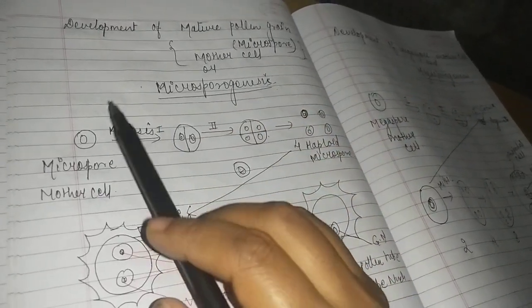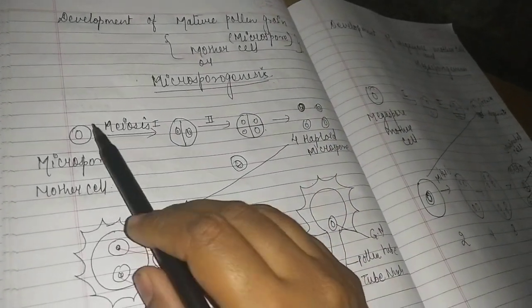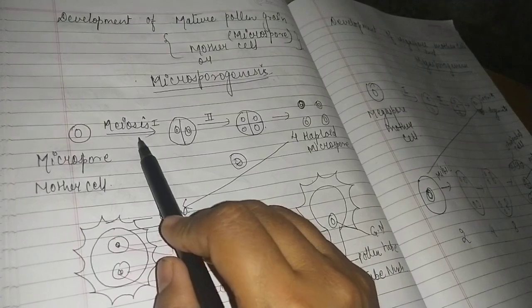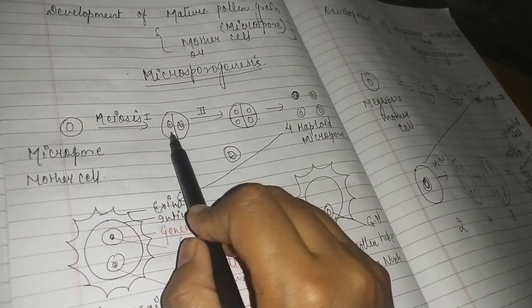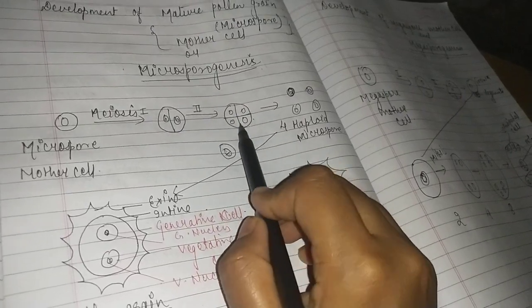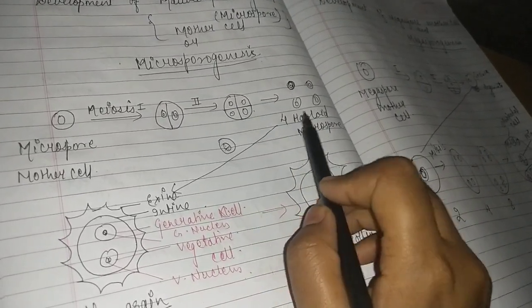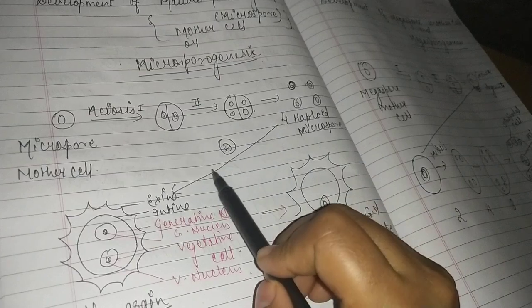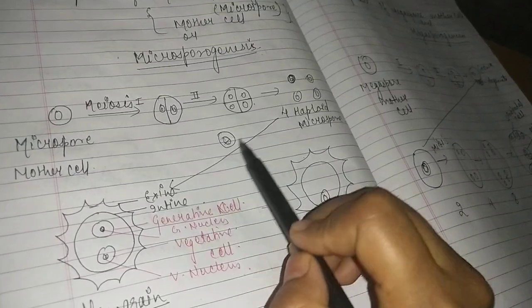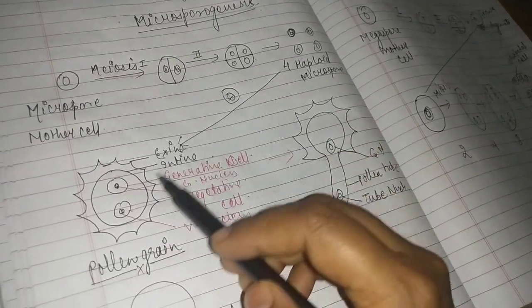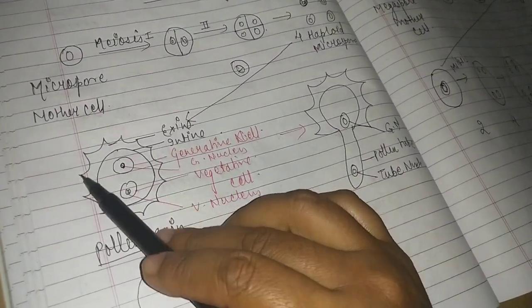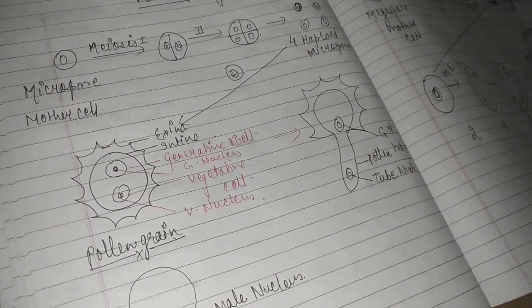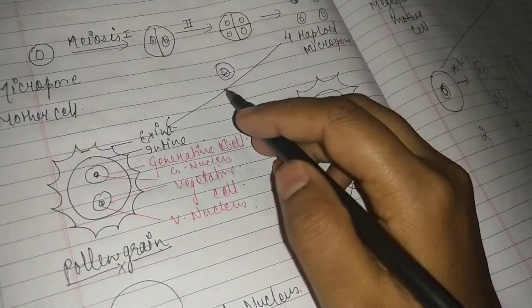First of all, a microspore mother cell will undergo the first meiosis division. After the first meiosis division, 2 daughter cells will form. Then 4 daughter cells will form. These 4 haploid microspores will go through many other different processes, and after these processes they will convert into pollen grains. So we will not go into detail on how the pollen grain forms.